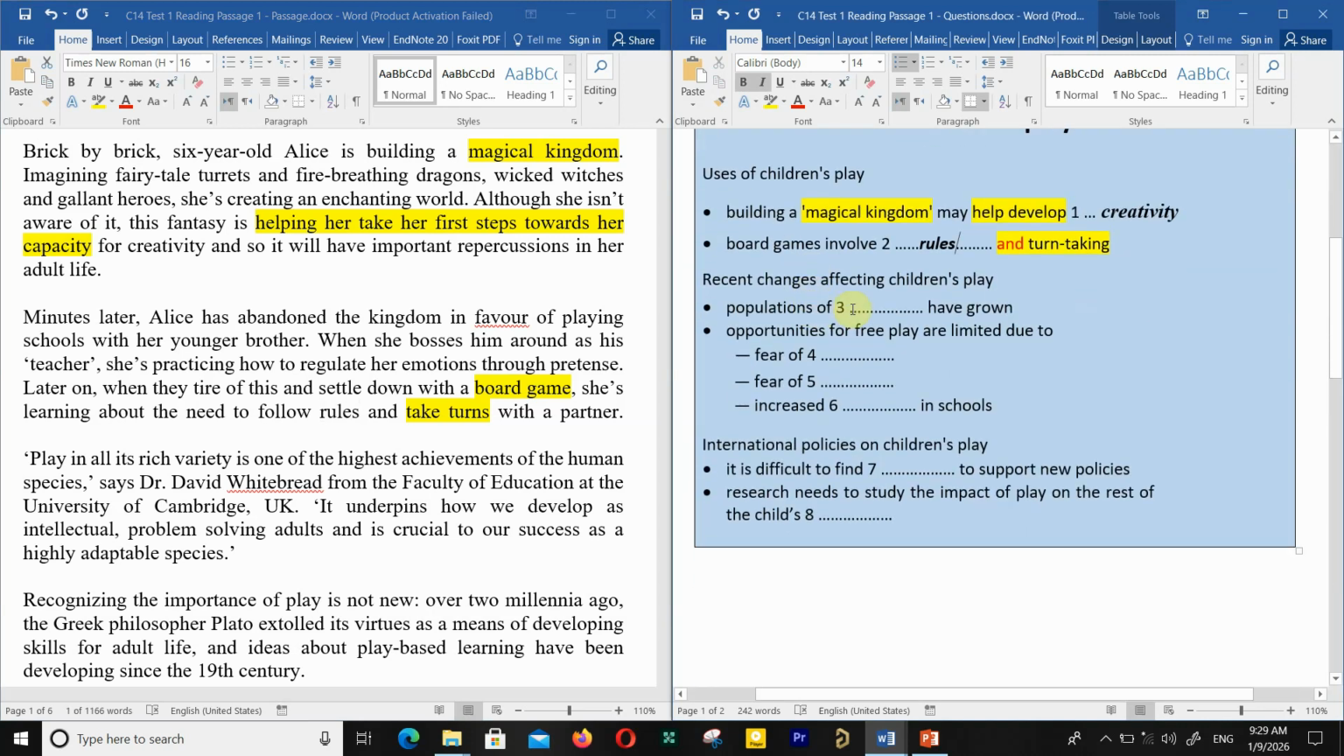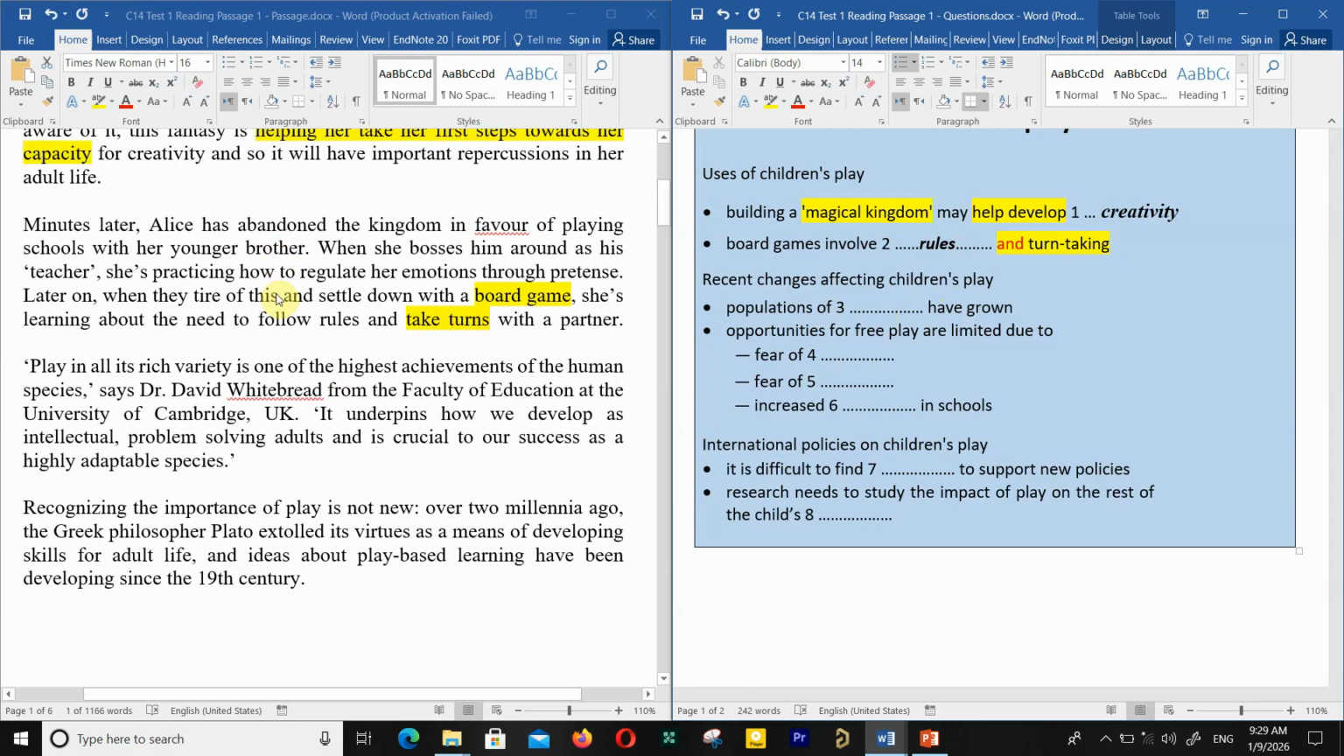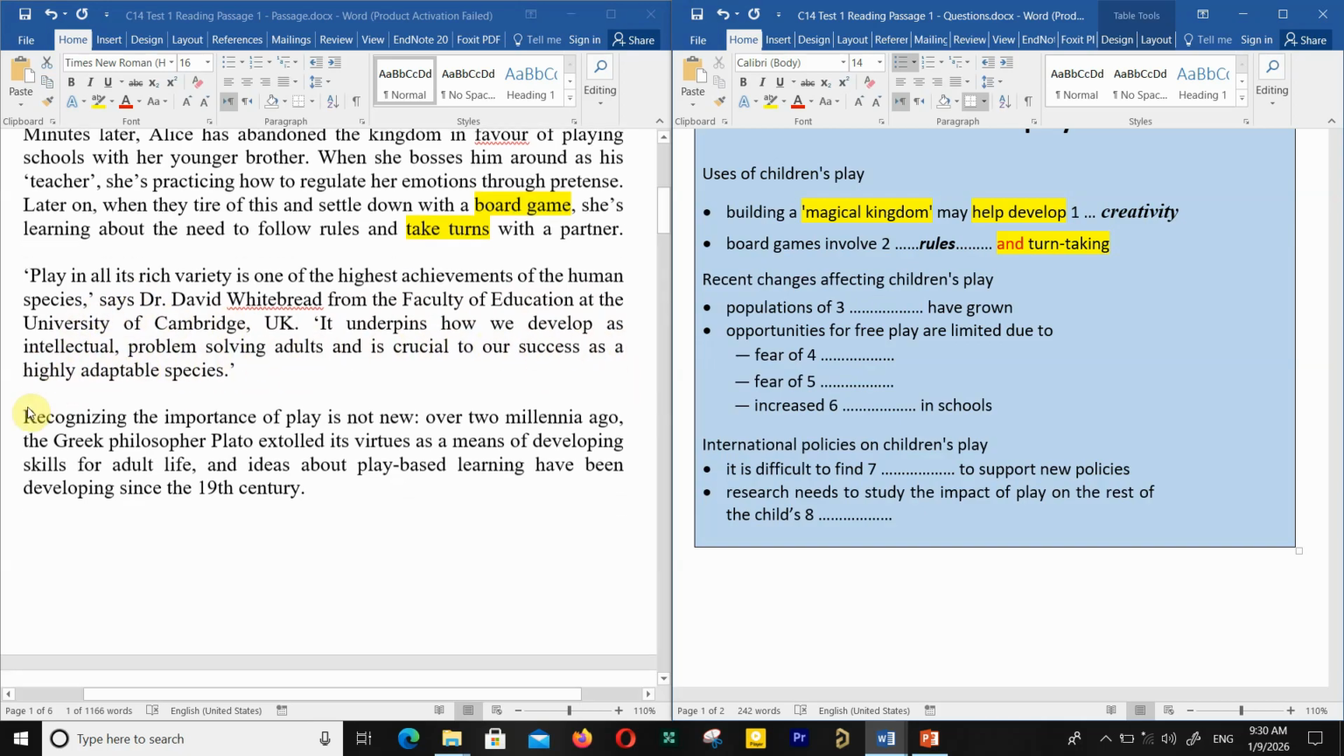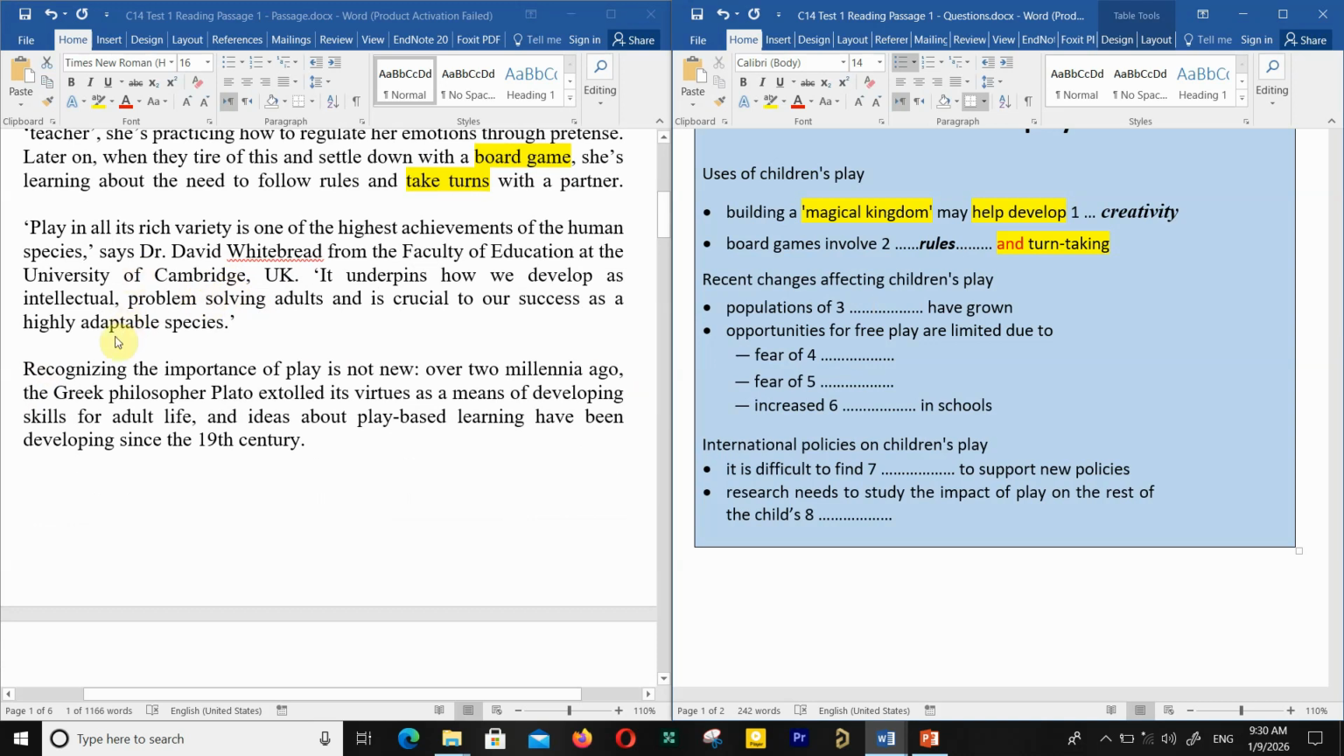Question number 3. Recent changes affecting children's brain. Populations of what have grown? So, it's about growing populations. Recent changes. Okay. Just quickly move your eyes about something about populations. Growing population. Nothing is in this paragraph.